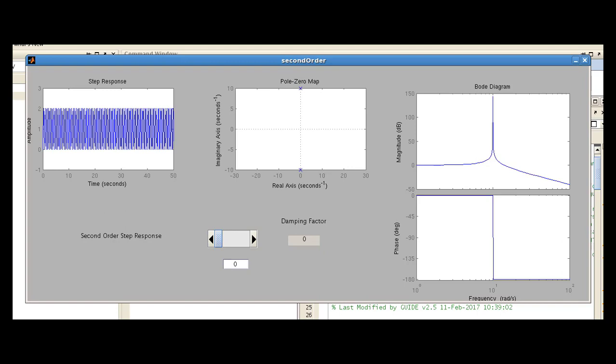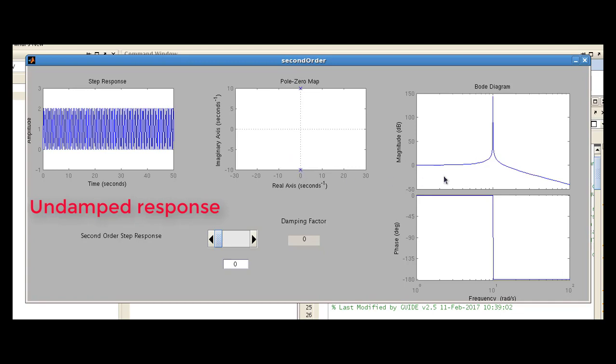Now let us try to understand the behavior of the step response and the frequency response of a second order LTI system. Let us consider this particular GUI where I have a control for the factor zeta. When zeta is equal to 0, you can see that the poles lie on the imaginary axis, due to which our step response creates oscillatory behavior, a sinusoidal signal.